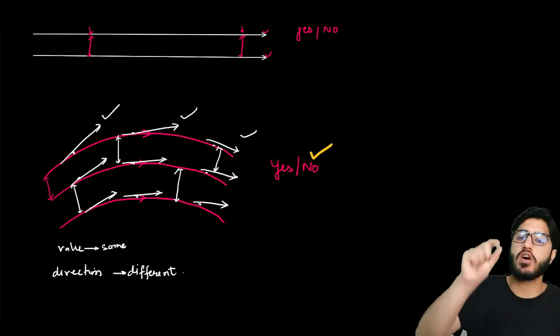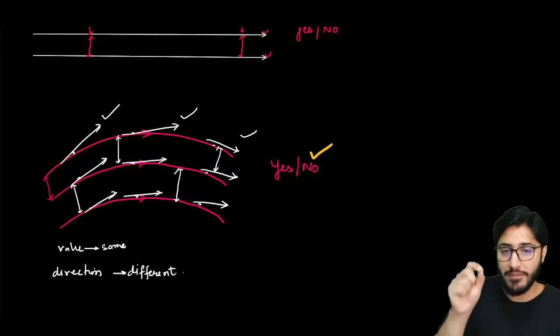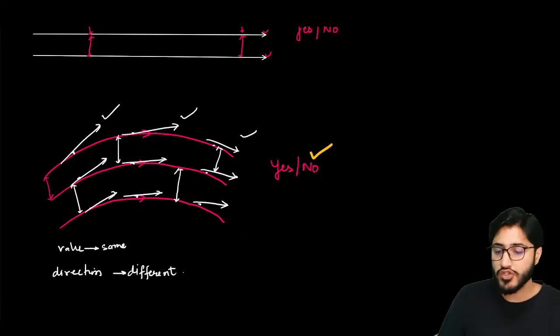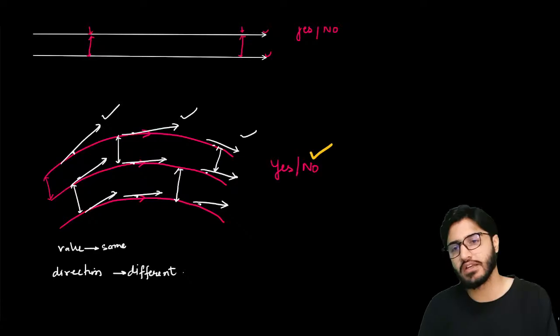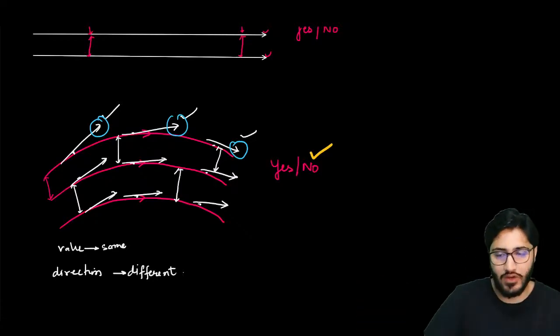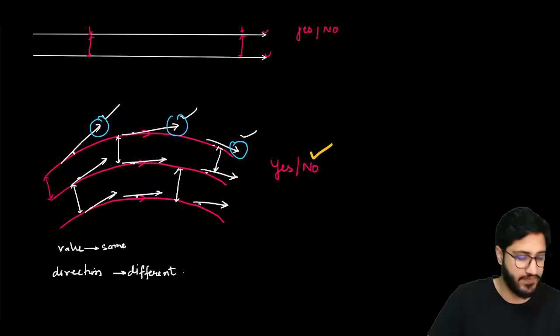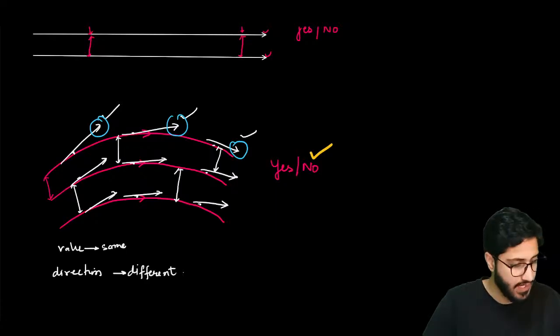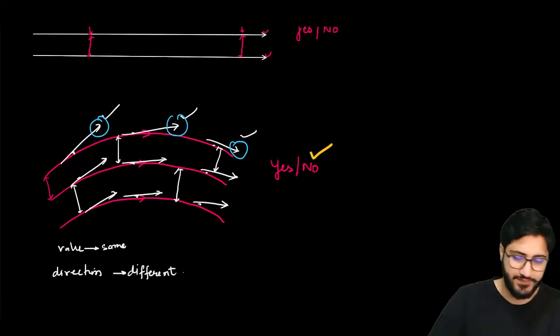Look, the direction of the electric field line should be the same at every point. But you can see here this direction is different, this direction is different, this one is different. So they should be in the same line, then only you can call it a uniform electric field.